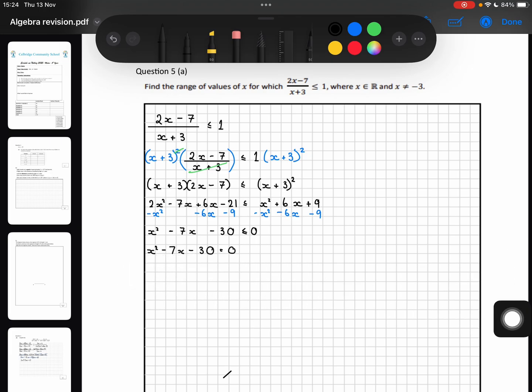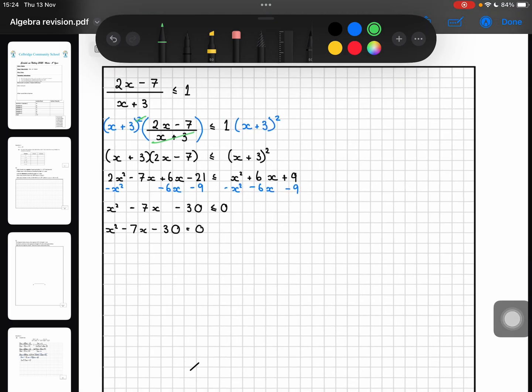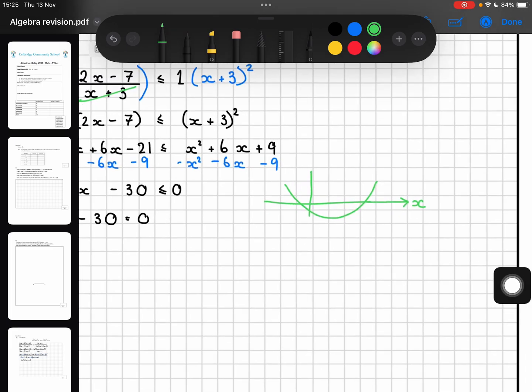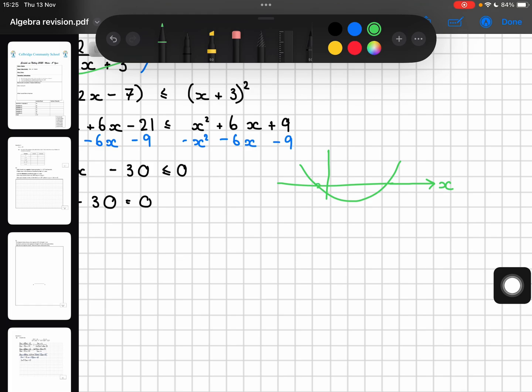Okay, what are we doing here? If I have a quadratic like this, and I'm finding where it is less than or equal to 0, so where is it less than my x-axis or equal to my x-axis? Well, it's equal to my x-axis at the roots, and less than it anywhere below that, so in all these points between them.